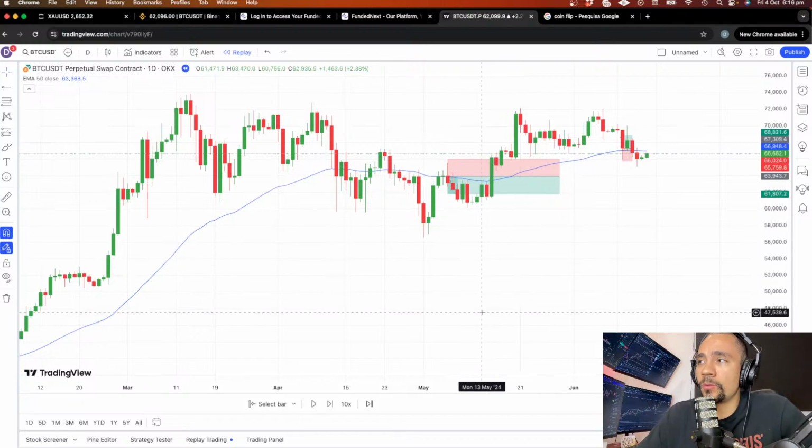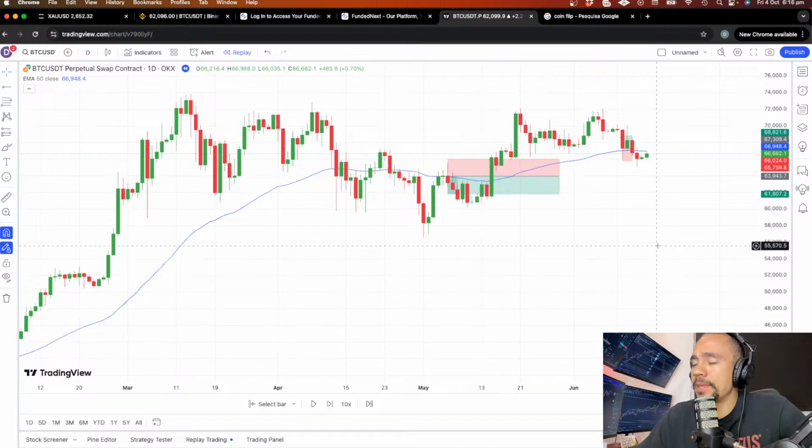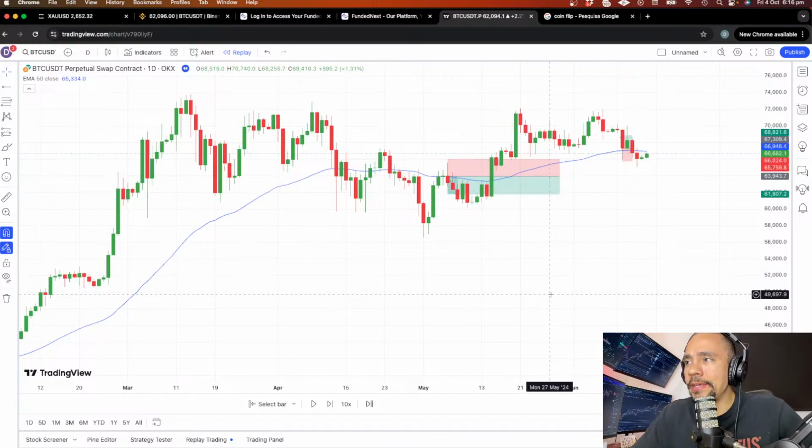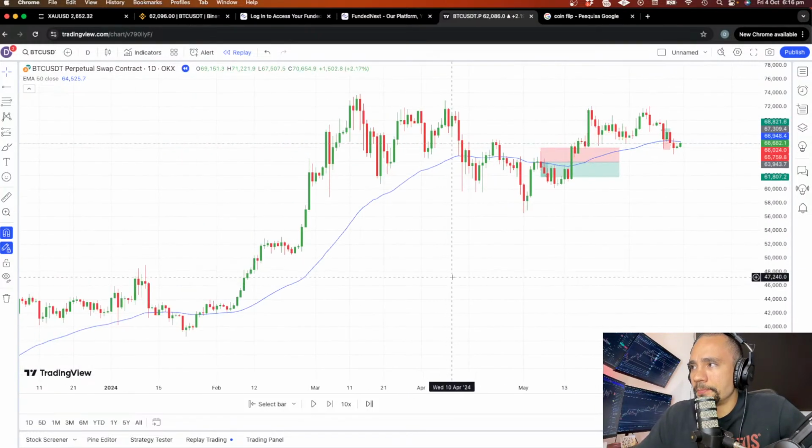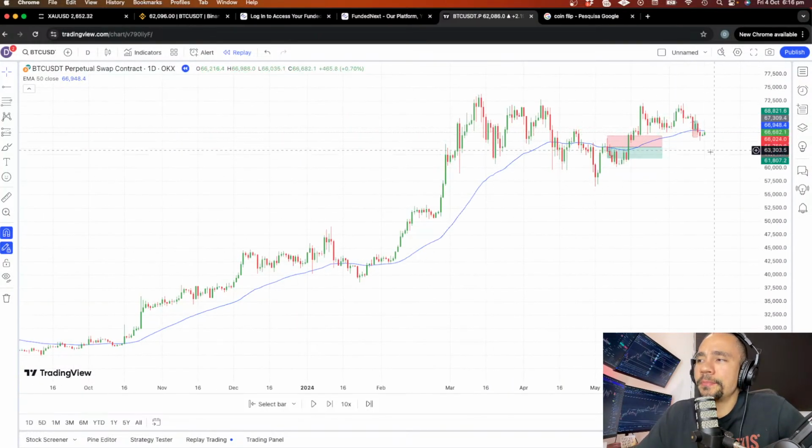Once you perfect this, you master this sort of strategy, and you understand what's a good setup and what's a bad setup, you can start doing what the pros do, which is they bet more on the trades that have a higher chance of working, and they bet less on the setups that have a lower chance of working. Got that?